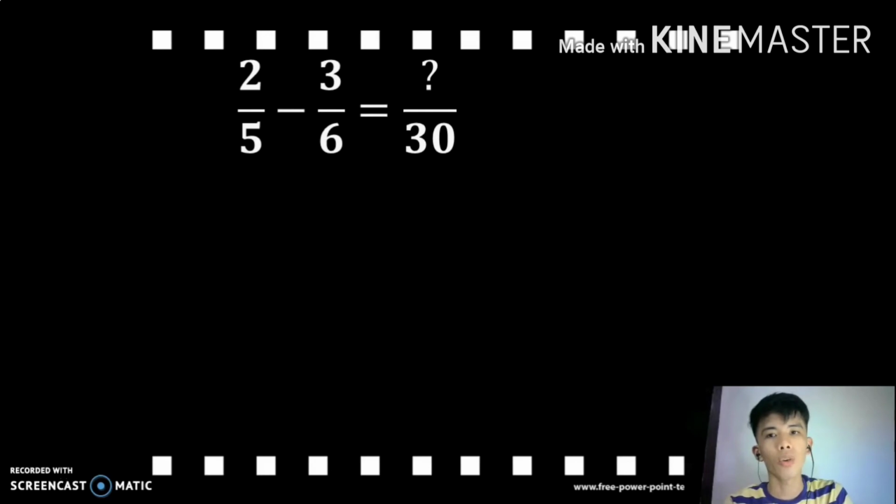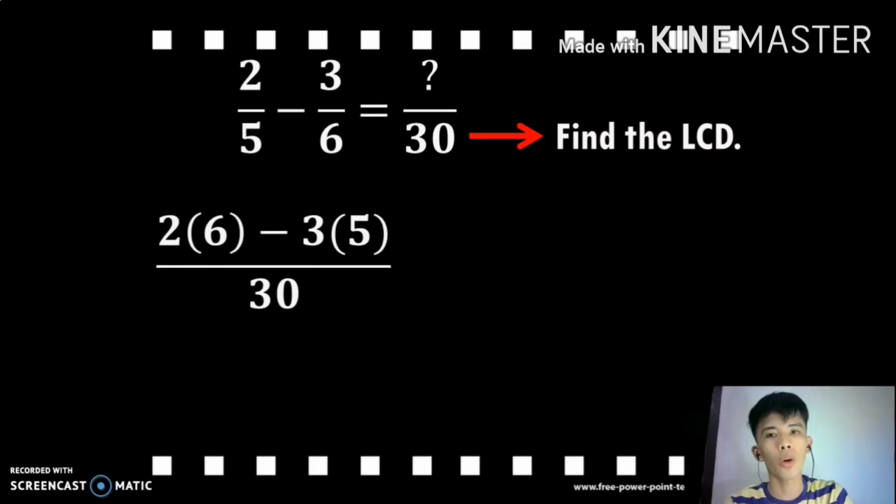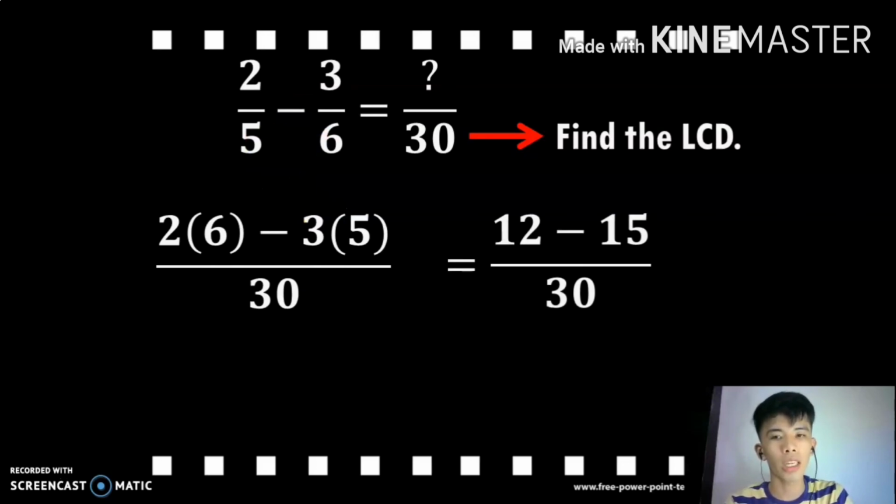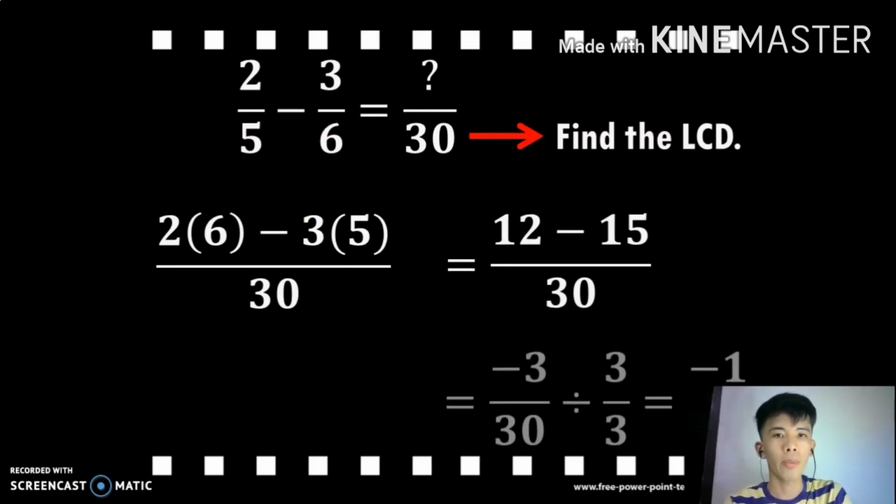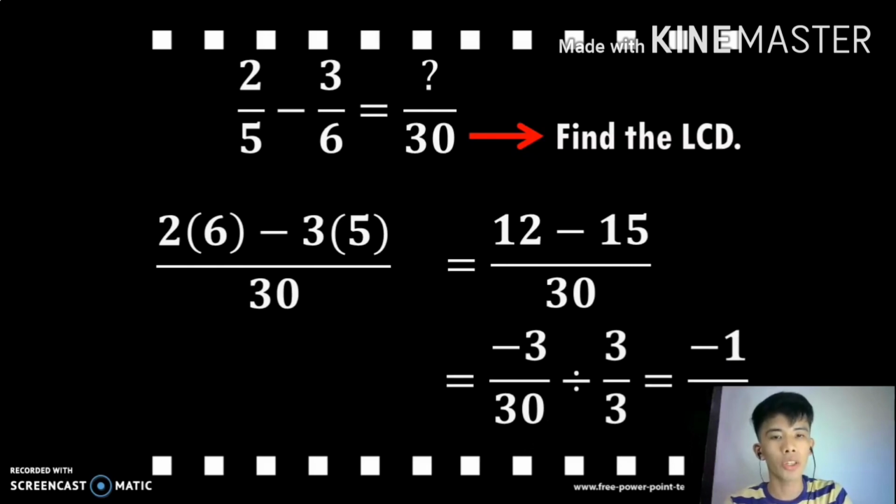Subtraction naman ito. So, ang kanilang LCD is 30. So, ganun ulit. LCD ang unang kinukuha. And then, divide by the denominator. 30 divided by 5 is 6. Then, times the numerator, which is 2. Next. 30 divided by 6 is 5. Multiplied by the numerator, which is 3. Next. 2 times 6 is 12. 3 times 5 is 15. So, 12 minus 15 is negative 3 over 30. Since both numerator and denominator can be divided by 3, simplest form is negative 1 over 10.